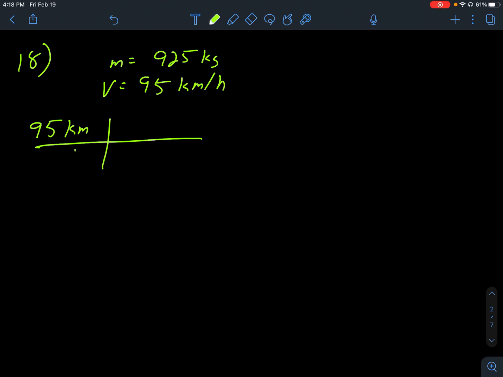So it's 95 kilometers per hour. I'm going from kilometers to meters. For every 1 kilometer, there's 1,000 meters. My kilometers cancel unit-wise, so I'm good there. Hours I need to cancel, and I'm going to seconds. 1 hour is 3,600 seconds. I plug that all in, and I get about 26.4 meters per second. All right, so now we're good. We have this.